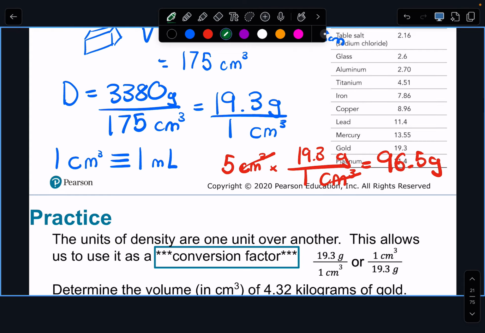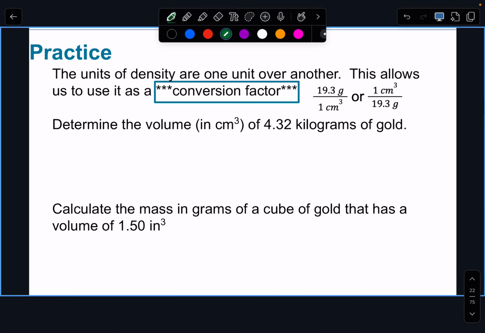Okay. So let's go ahead. We're going to use this and do a practice problem. And these ones are going to be more involved. They're not just straightforward, one conversion factor, because we're putting together all of the different pieces. So this is like using density as a conversion factor and doing more complicated conversions. So let's do the first one together and the second one on your own. That's a good compromise.